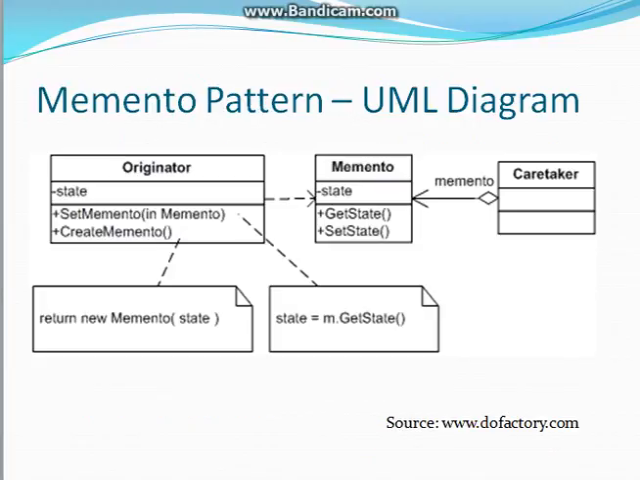So here's the UML diagram for the Memento pattern that I found online. The originator is the object that we want to save the state of. Memento is the saved state. And the caretaker is what actually triggers the originator to create mementos.